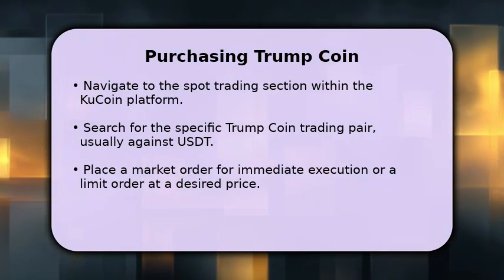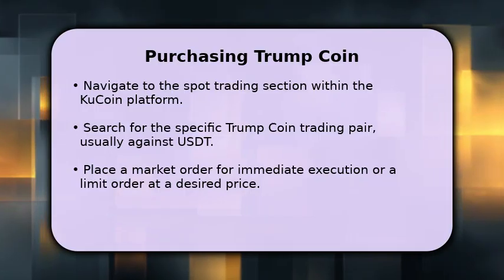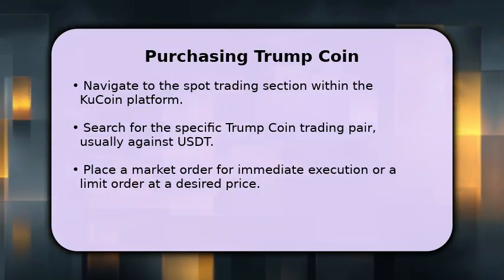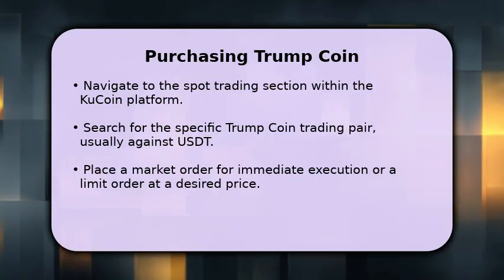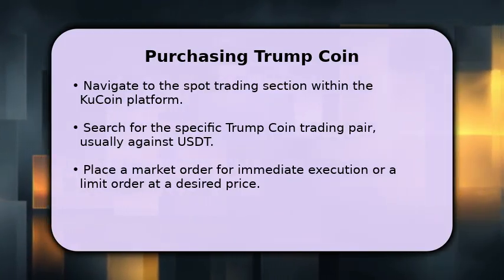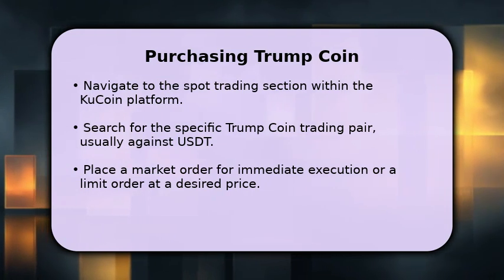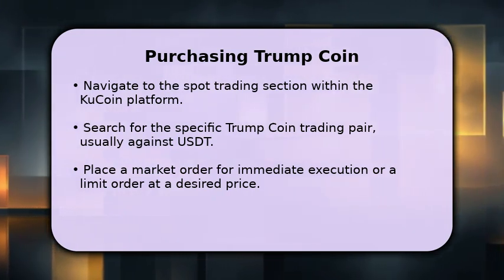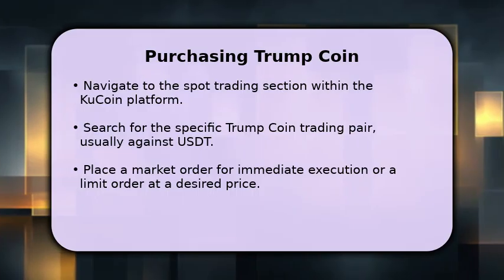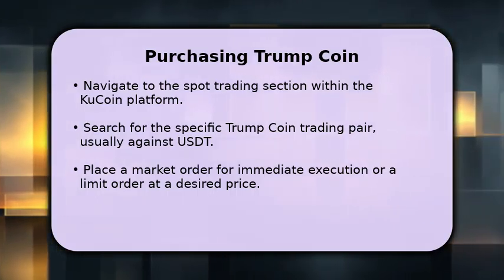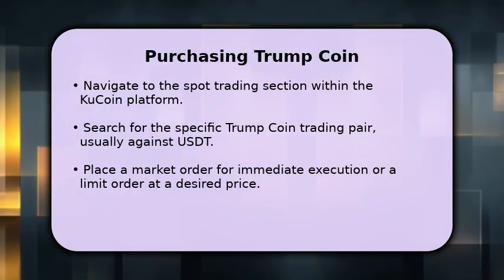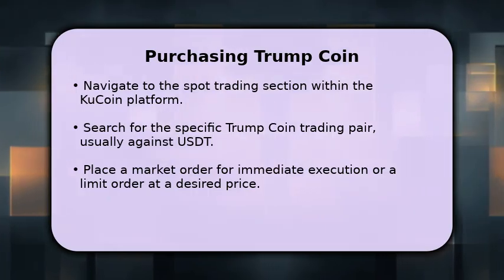With funds in your account, you are ready to buy Trump coin. Go to the spot trading interface on KuCoin. Search for the Trump coin trading pair, which is typically listed against USD. You can choose a market order to buy immediately at the current price or a limit order to set your preferred purchase price. Confirm your order and the coins will be added to your wallet.